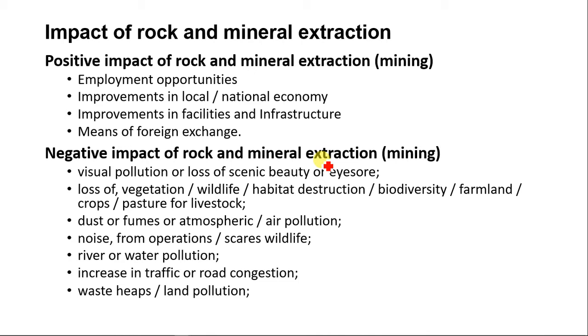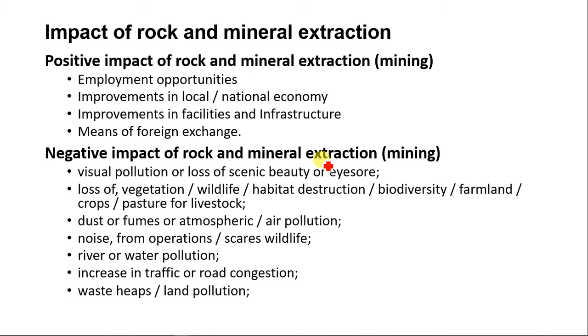One, it leads to visual pollution or loss of scenic beauty of an area, because if you use explosives on a particular area, I find that the beauty of that area is lost. And visual pollution, in the sense that the dust from the mining waste moves into the atmosphere, so it will be difficult for you to see well. Now, loss of vegetation: obviously you clear the vegetation. So when you clear the vegetation for the mining process to take place, what will happen?